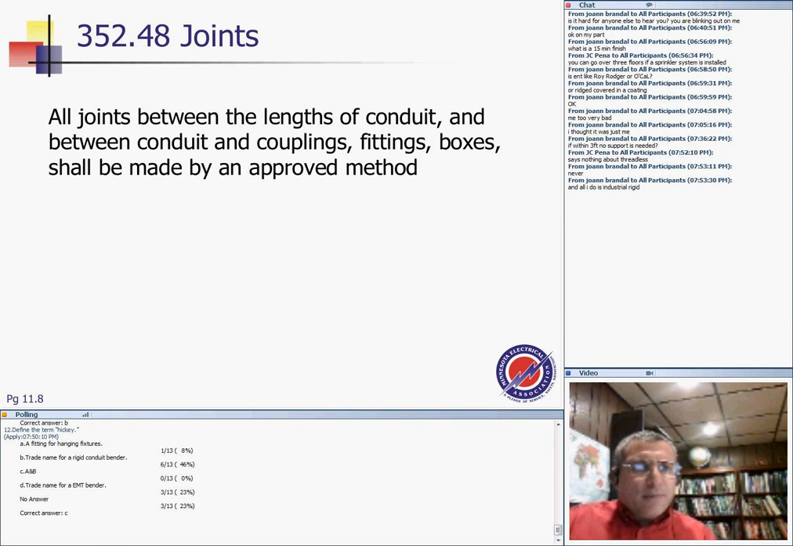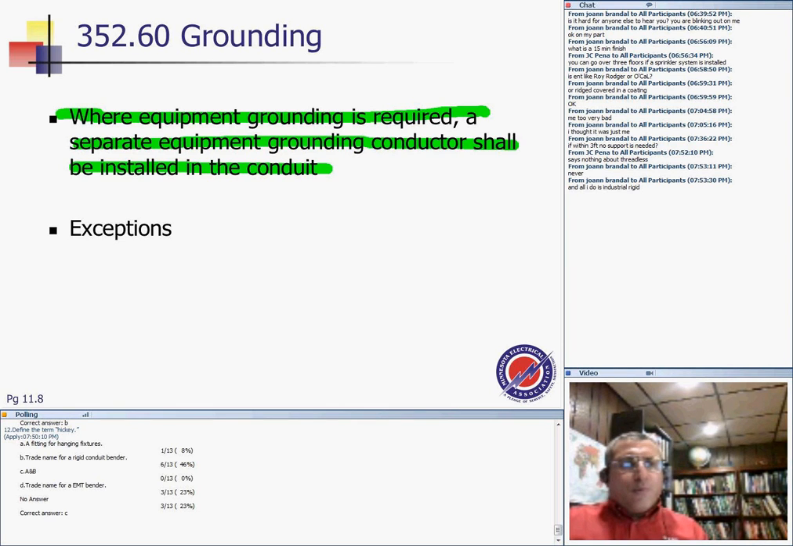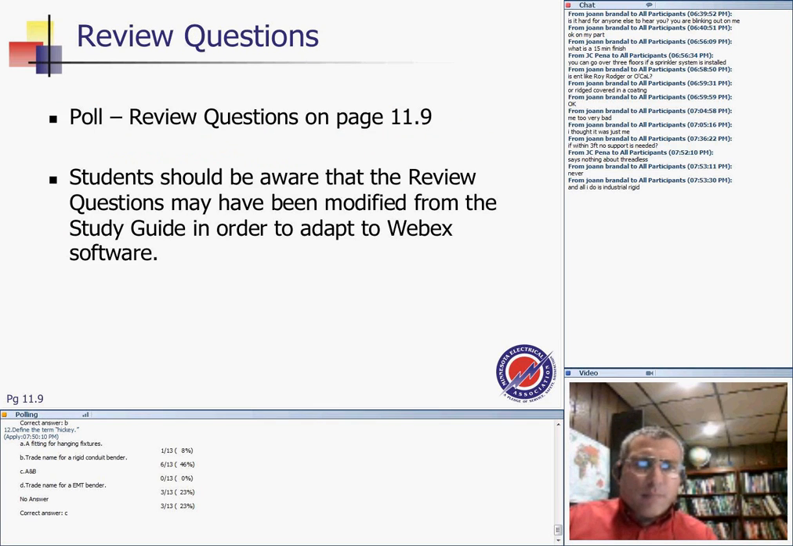Joints between the lengths. Okay, conduit fittings shall be made by approved methods. You don't custom design it or hot glue it together. No. And ground, guys: you need an equipment grounding conductor with the conduit if it's needed. For the most part, 99.9 percent of the time, we need an equipment grounding conductor.